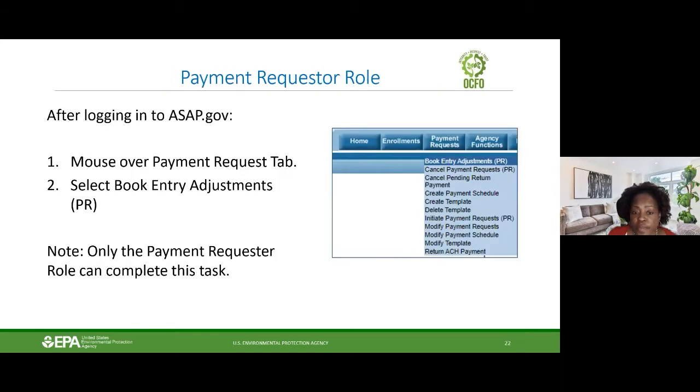As previously mentioned, the payment requester is the individual that requests funds on behalf of the organization. This also includes your book entry adjustment. Anything involving funds, the payment requester has that role. The payment requester will again log into the ASAP account, hover over the payment request tab, select book entry adjustment. Next slide.